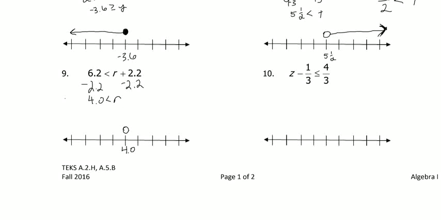Okay? Number 10, we're going to add 1/3 to both sides of this. And that's going to be z less than or equal to 5/3. So we put 5/3 right in the middle. It's a closed dot, and z needs to be everything less than that, so to the left. And there it is. Okay? Not too bad.